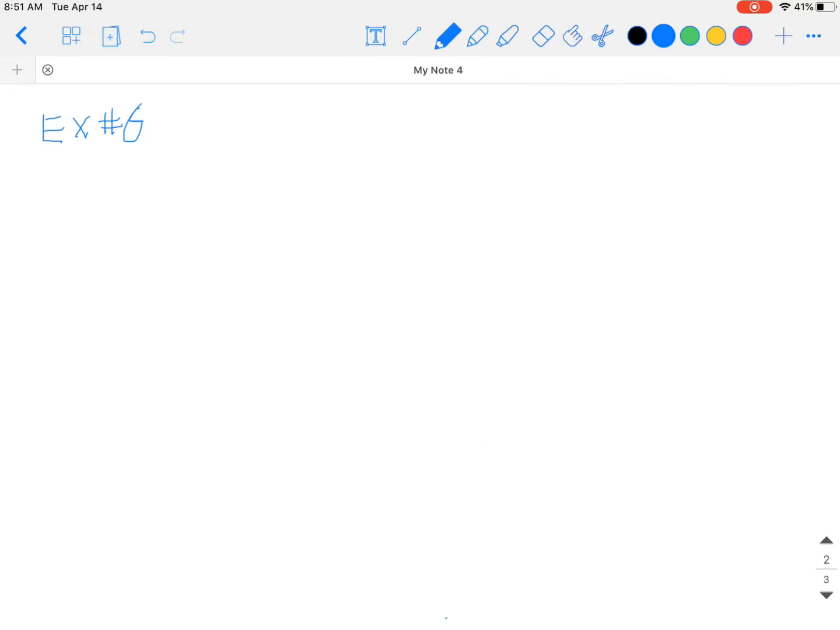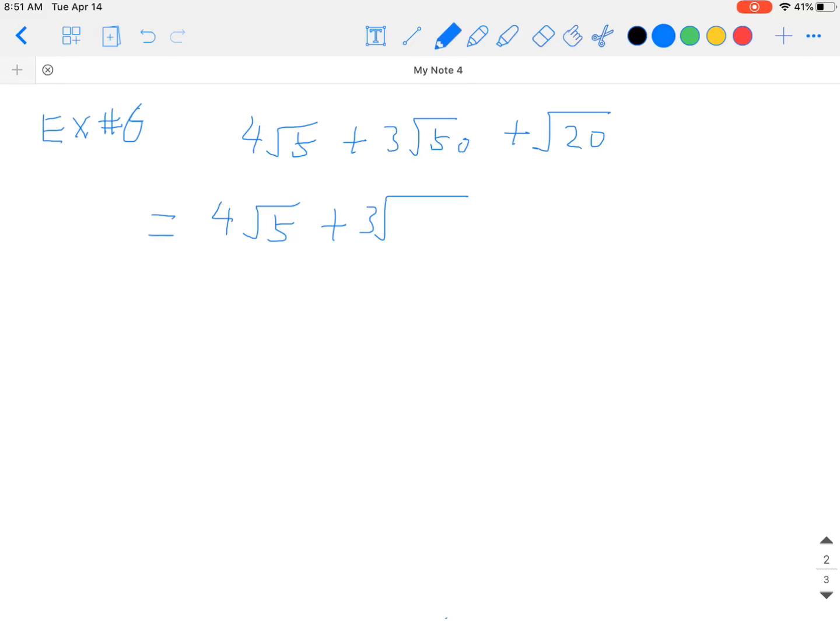Right, the point here is we have to make sure they share the same radical in order to add or subtract. In a case like this, we have radical 5, radical 50, radical 20, and we cannot add or subtract right away. But what we learned is to try to simplify them beforehand. So radical 50 is 25 times 2, so 25 can be simplified later on. Radical 20 is 4 times 5.